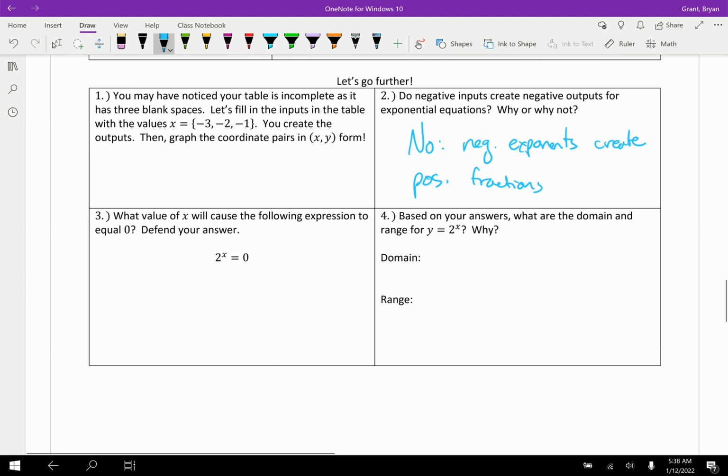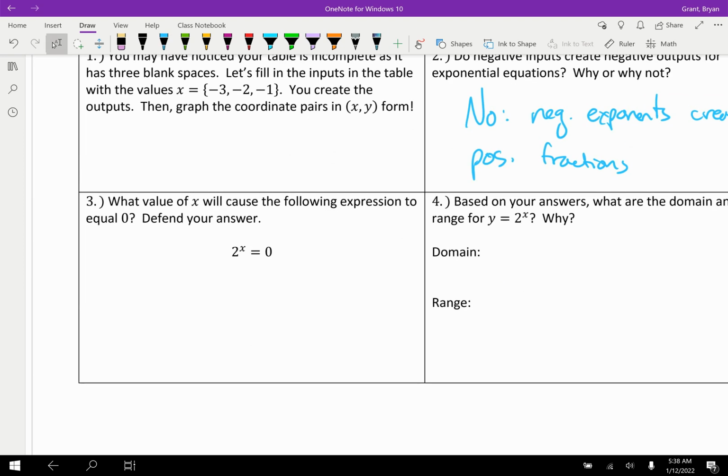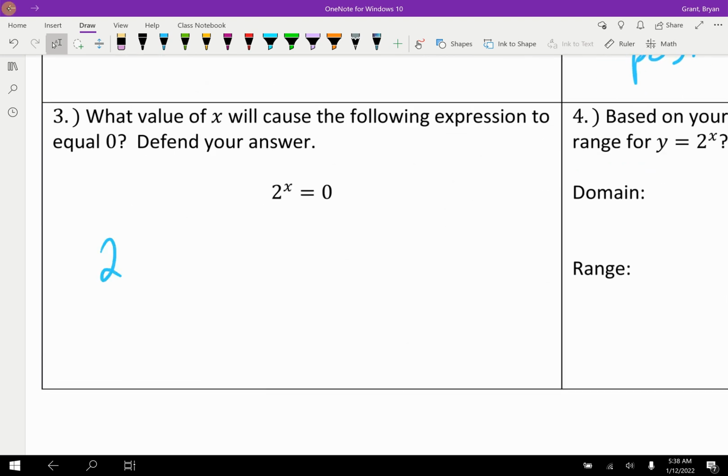So, an interesting question then is, what value of x will cause this expression to equal 0? And you can try this on your calculator too. 2 to what power, when you press enter, will equal 0? Try it. See what you come up with. Well, hopefully you came up with nothing, because if you did come up with a number, I'd be very impressed. I don't think we have any numbers that we know that will make 2 to some power equal 0.